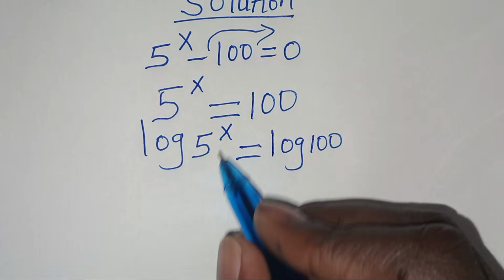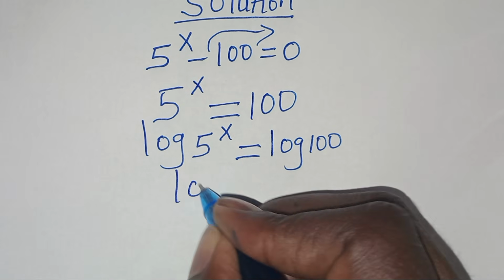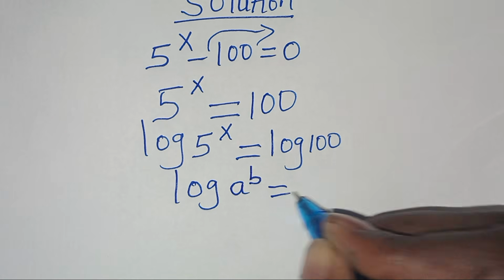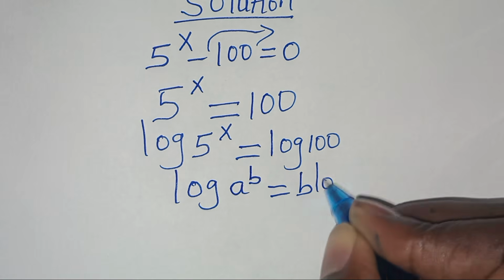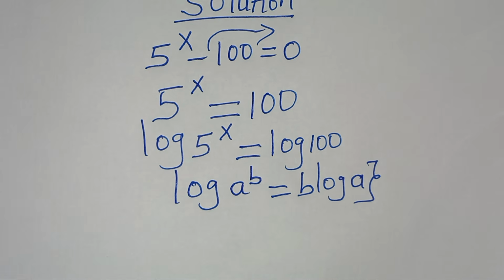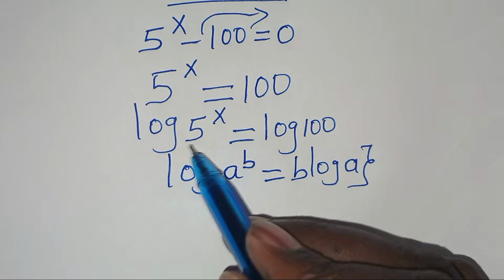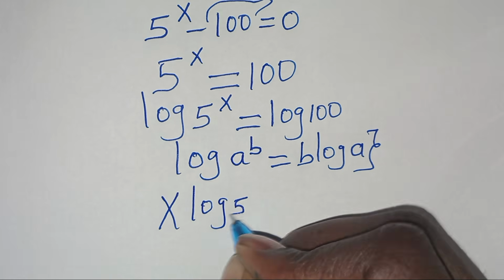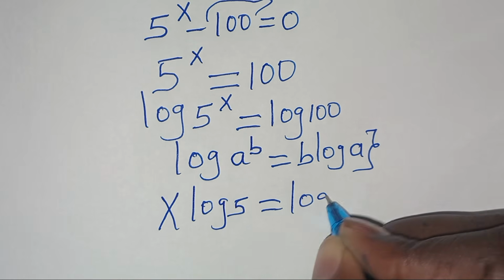Now, log 5 to the power of x is in the form of log a to the power of b, which you can express as b log a. Applying this power log property, it follows that log 5 to the power of x becomes x log 5. This is equal to log 100.